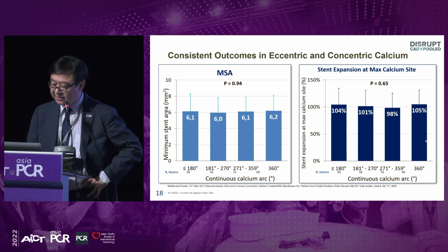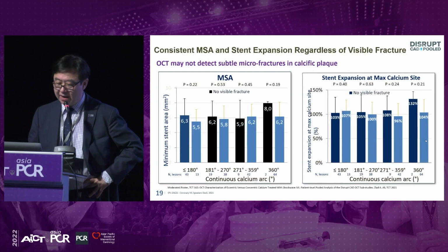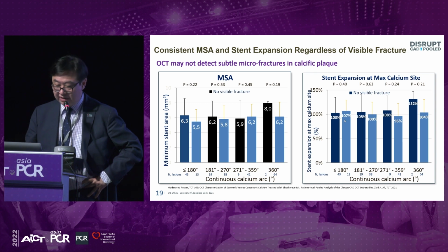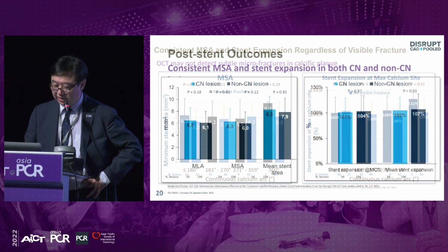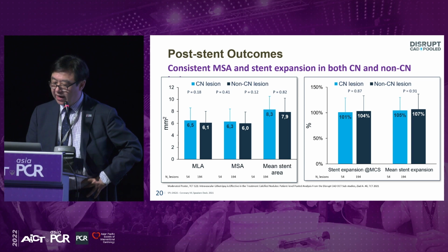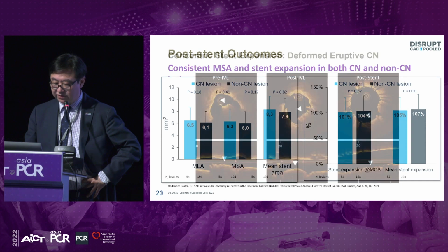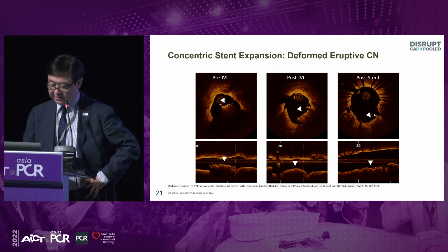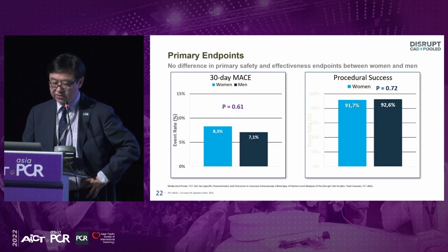Notice the MSAs are 6 millimeters or more, and it doesn't matter how much arc you have. And visible fractures here, OCT may not detect it, but your stent expansion is extremely high. And that can only happen if you've modified the calcium really well. Consistently, in calcified nodules and non-calcified nodules, it's very similar events, a similar procedure, MSA and stent expansion, suggesting that it works in calcified nodules. And the quintessential demonstration case here you can see is that a calcified nodule is modified and stent result is excellent on the OCT.